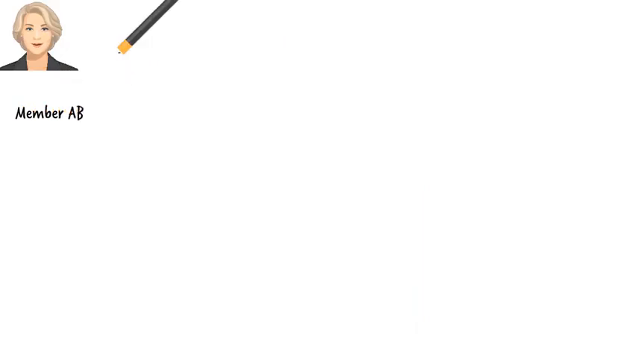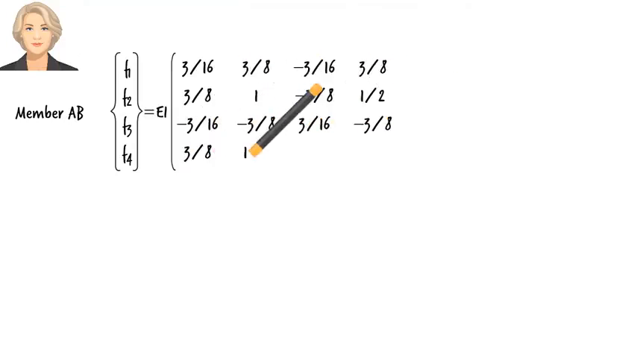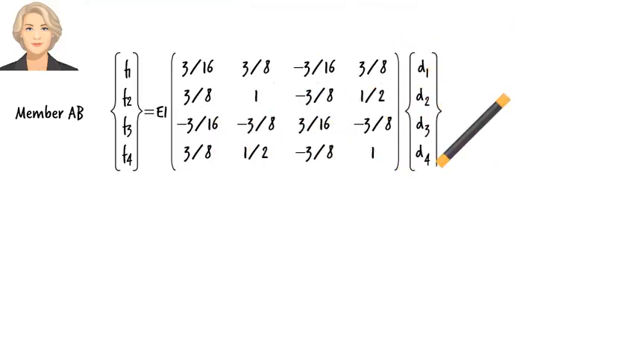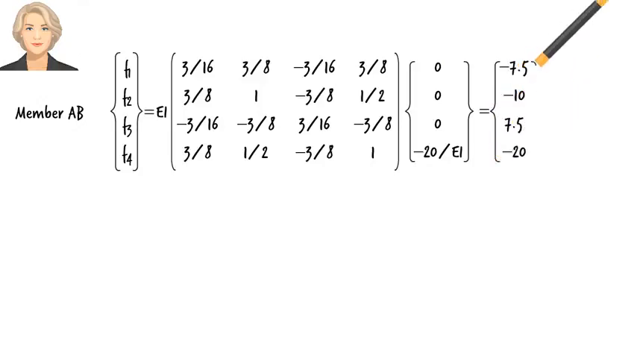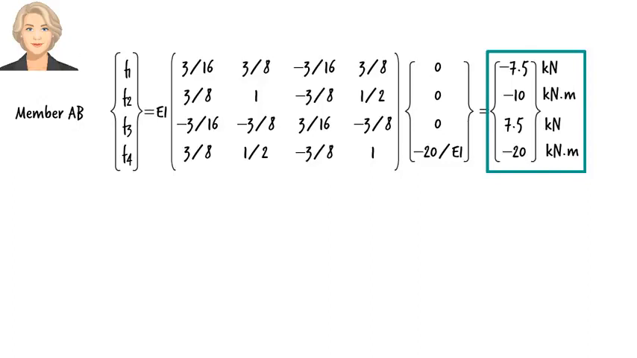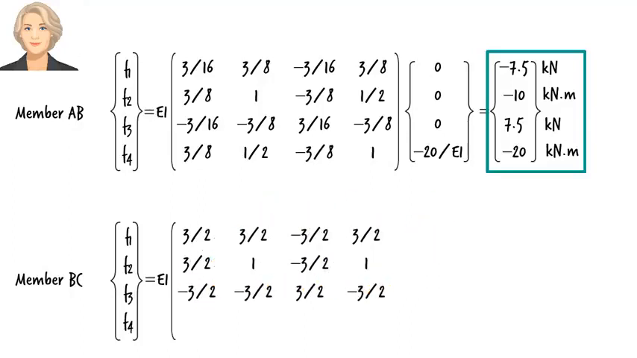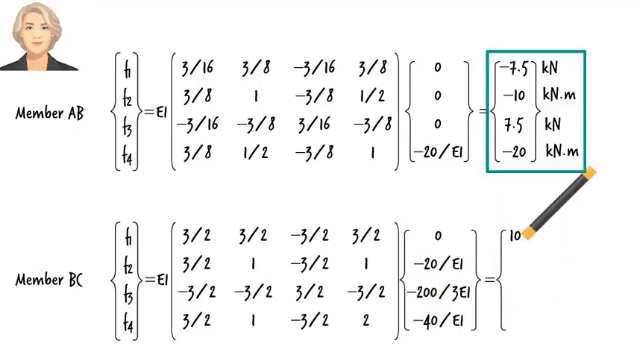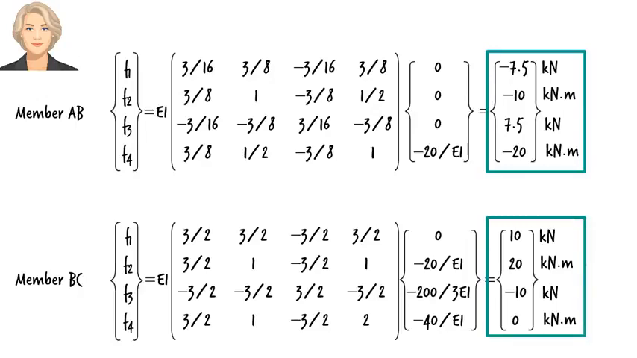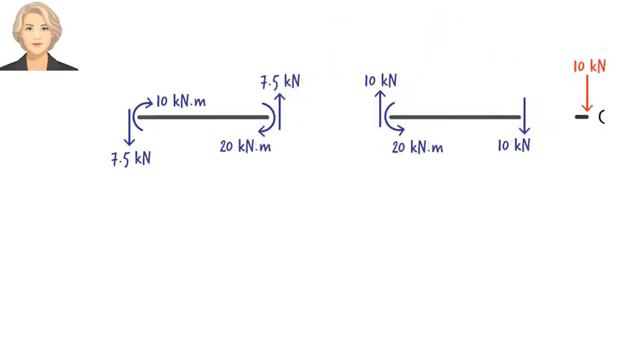Knowing the member displacement vectors, we can easily determine member force vectors. For AB, we have, making the substitution for the displacement vector, we get. So member end forces are. For member BC, we can write, here are the member end forces for BC. Knowing the member end forces for AB and BC, we can determine the support reactions. Like this.